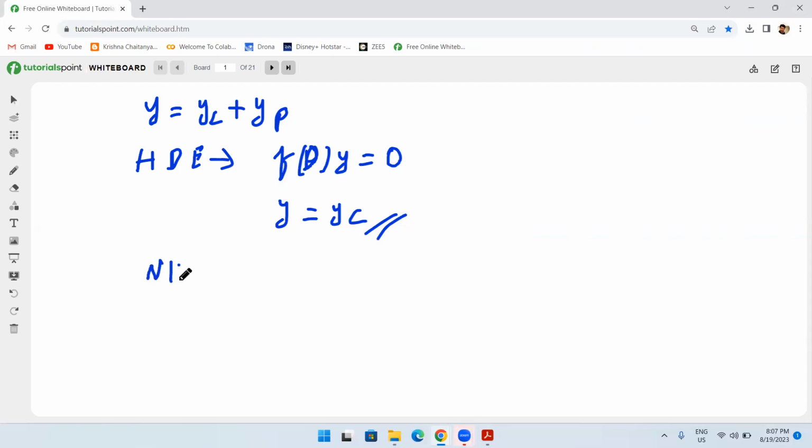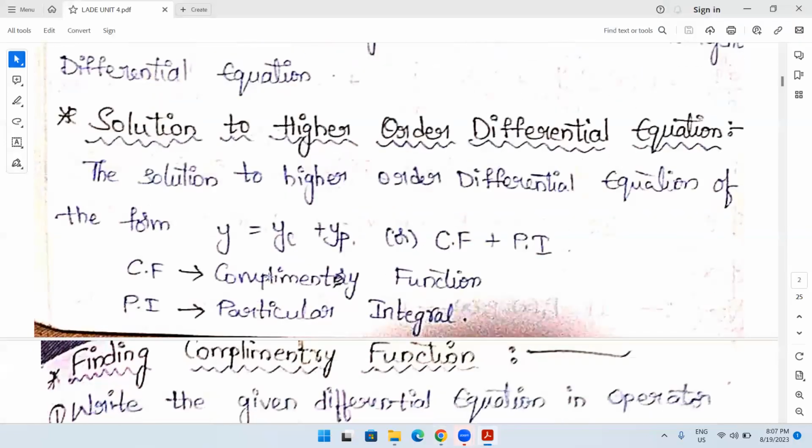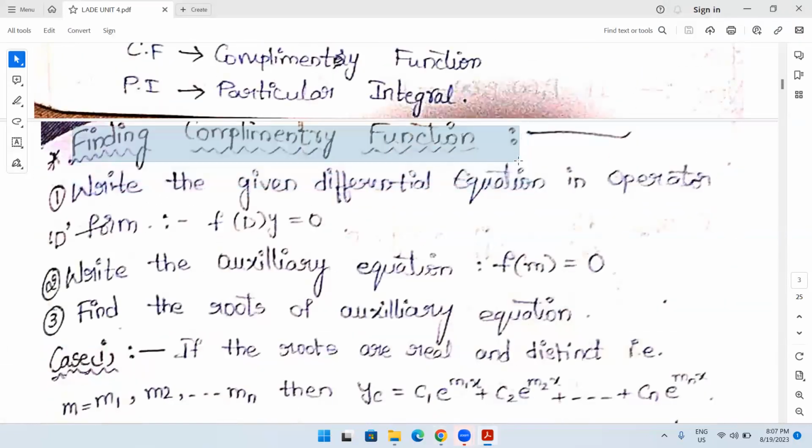If it is non-homogeneous, that is f of D y is equal to q of x, then y is equal to yc plus yp. yp will also be there for non-homogeneous. So first of all, let us learn how to find the complementary function. Let us take only the homogeneous equations. Now, if we consider the homogeneous equation, there are 3 steps involved to find the complementary function.